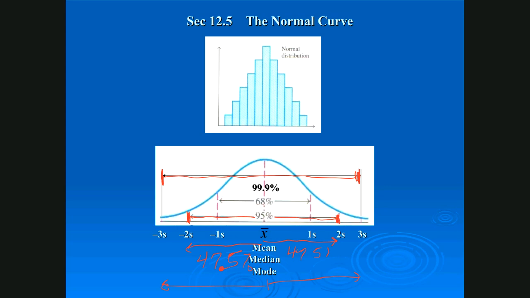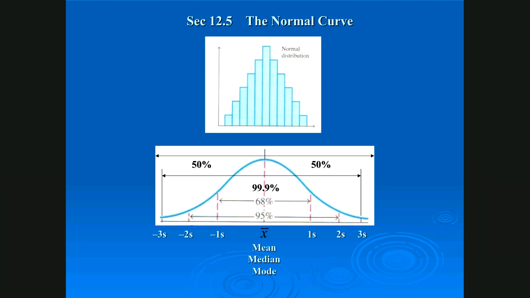Now we see that the mean, median, mode are the same, which means that the percentage of data above the mean is going to be 50%. And the percentage of data below the mean is also 50%. So 50% of our data is above the mean and 50% of our data is below the mean.